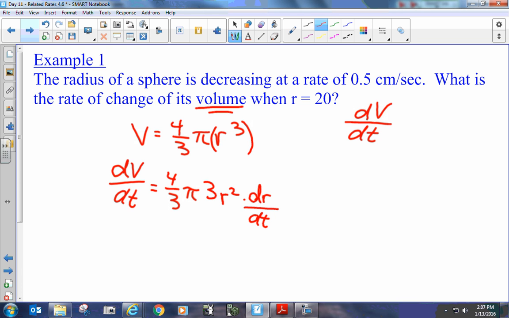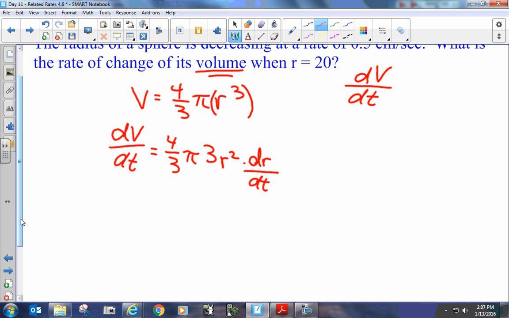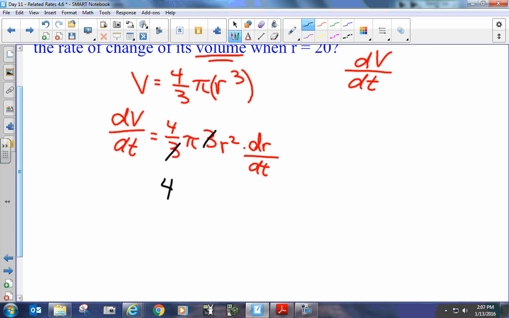My two variables are V and r. When I take the derivative, I'm just putting them over dt. This is really nothing new. Okay, so let's clean this up a little bit. This 3 cancels with this 3. And we now have 4 pi r squared dr/dt equals dV/dt.